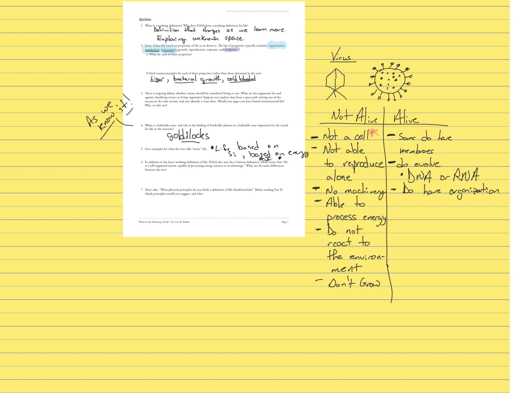Again, I'm talking about most viruses. Are there exceptions? I'm not sure. So this definition would not include viruses. And it's not able to process energy to its advantage. The cell that it invades processes the energy to make it happen. What are the main differences between the two?